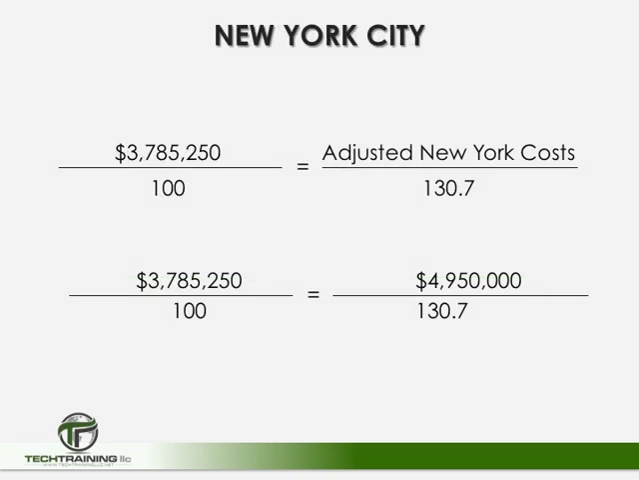And here we can use the same equation as before. We have a base cost, which has already been adjusted for both size and quality, of $3,785,250 over the national index of 100 is going to equal the adjusted New York cost over the New York index of 130.7. And again, if we cross multiply, we should come up to $4,950,000 to build our hotel in New York City. Of course, we started with a very low base number. There's no way we're going to build a motel in New York City for $4 million. We're not going to build one for $14 million. So again, the base cost was low, and that's why the number is low.